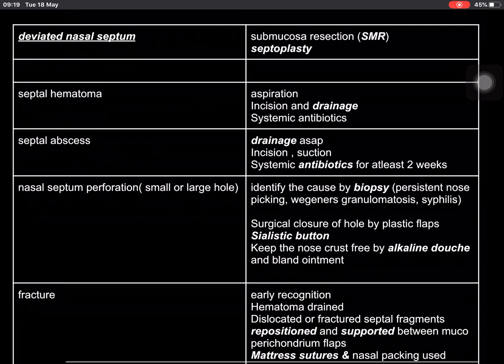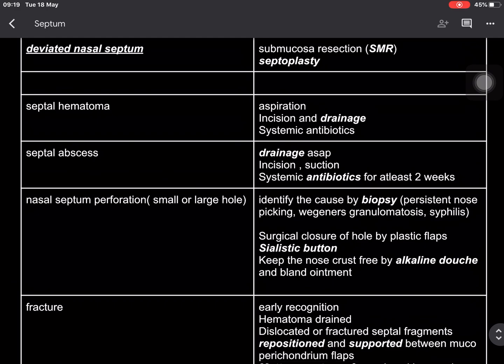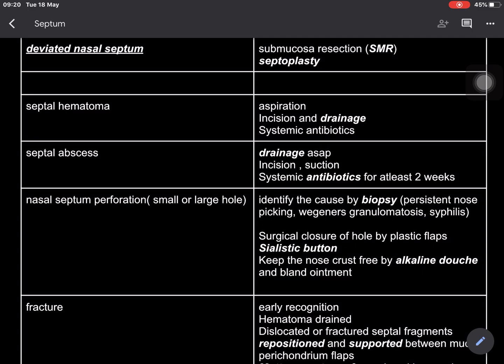And then septal hematoma: if there's a blood clot, you have to do aspiration, incision and drainage, and systemic antibiotics. Septal abscess, the golden rule is wherever there's an abscess, you have to remove it immediately. So drainage ASAP, as soon as possible, incision and suction. We do suction in an abscess because we don't want to leave even a small part of the abscess inside the patient. Systemic antibiotics are given for at least 2 weeks.